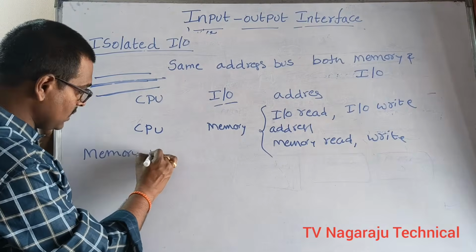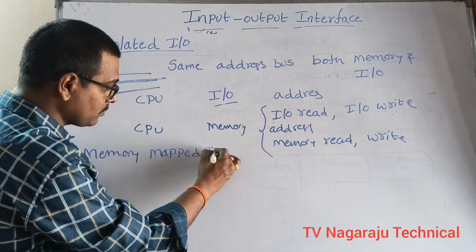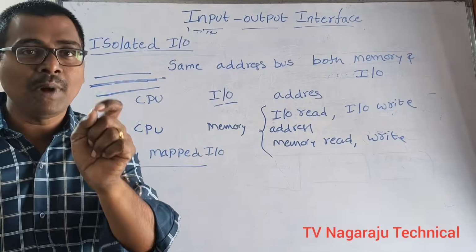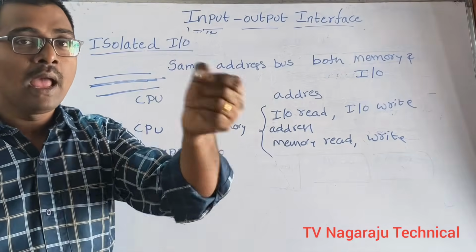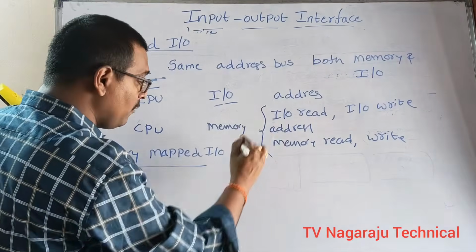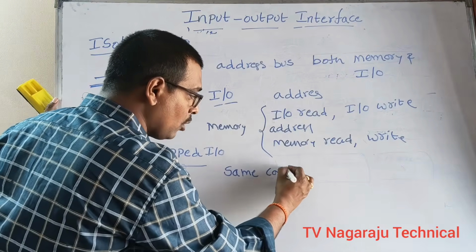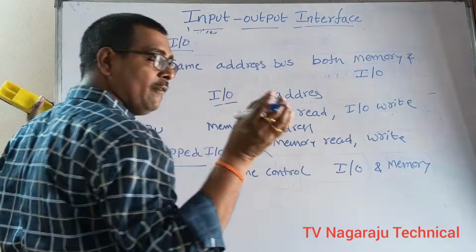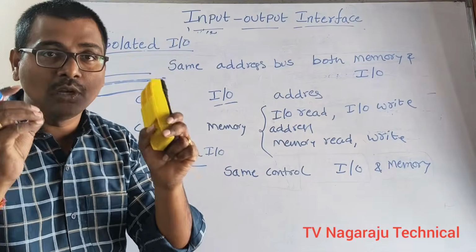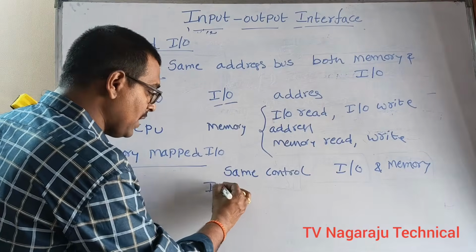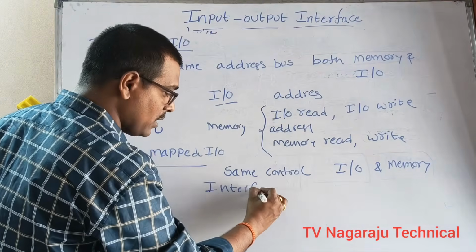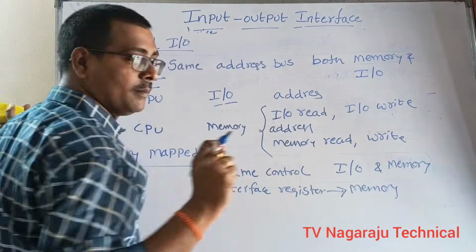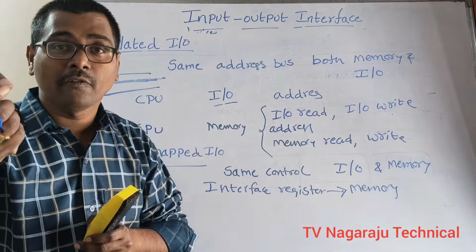Now, the next one is memory mapped IO. What is memory mapped IO? Here also they are using the same address bus, a common address bus for both IO and memory, but instead of two sets of control lines, the same control lines are used for both IO and memory. Internally, the interface register, whatever the interface we are taking for the IO, is a part of the memory.